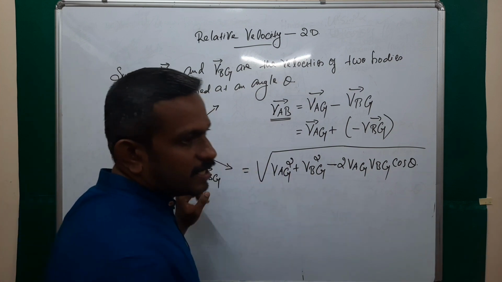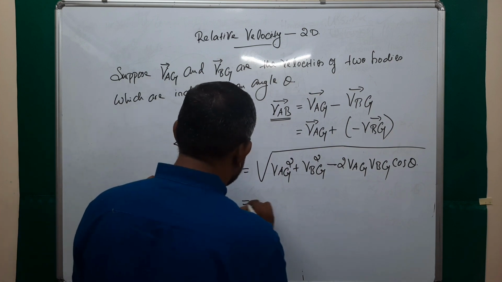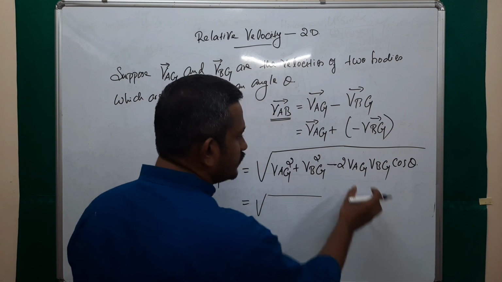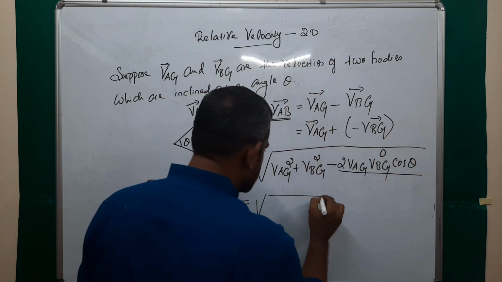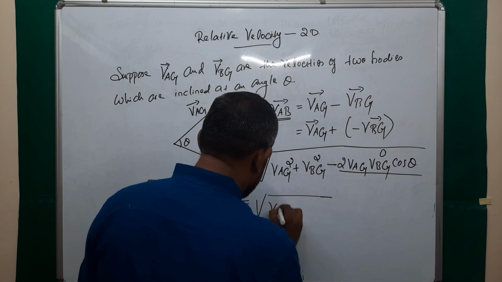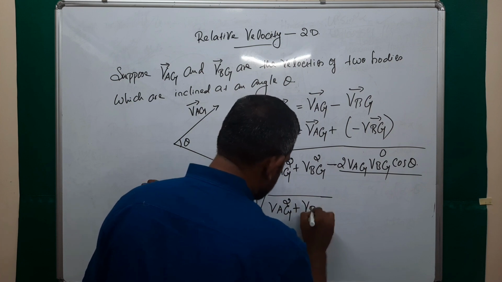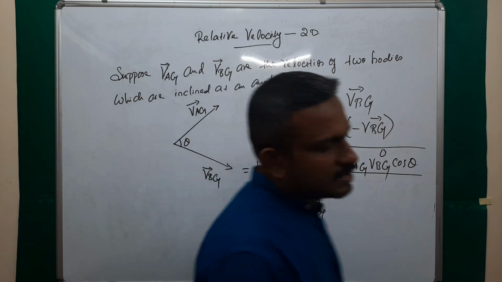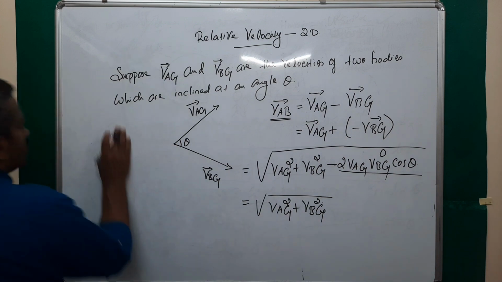Suppose the two vectors are inclined at an angle of 90 degrees. So we will get the root of, cos 90 is 0, so this term becomes 0. So we get the root of VAG square plus VBG square. So this formula we can use to find the resultant velocity. Clear?